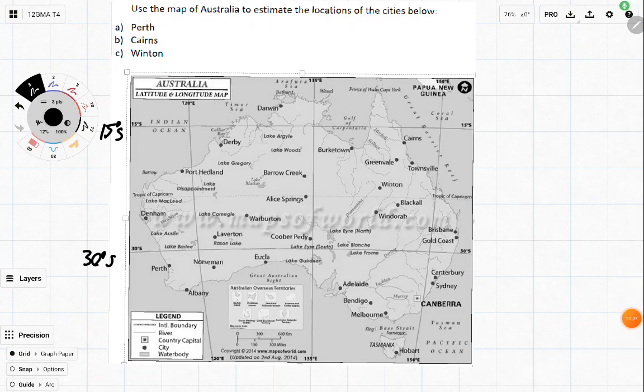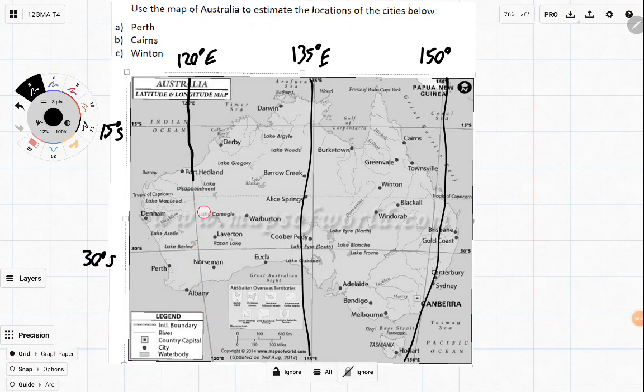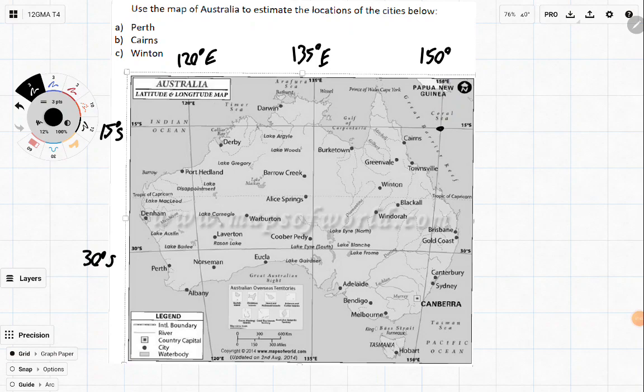Similarly, we could look at the vertical lines, which are measuring how east we are. We've got 120 degrees east, 135 degrees east, and we've got 150 degrees east. So we've got a few different lines running this way, and these are the only markers we've got in between. But we're going to be looking for places that not only live on the intersections of these, for example, there's no really locations that are on these lines. We instead need to be looking in between these lines.